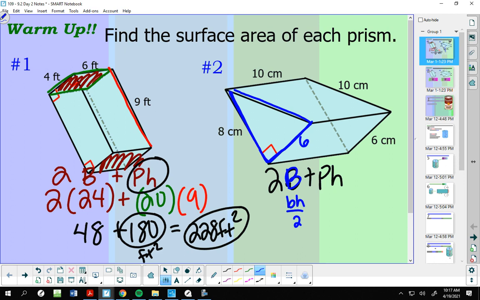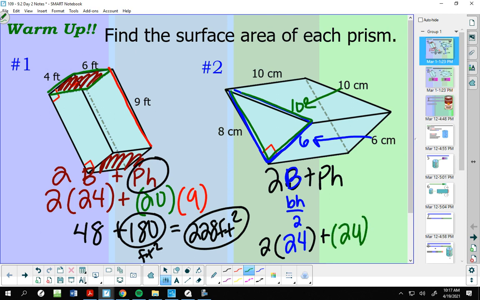In this case, 8 and 6. So 8 times 6 is 48. 48 divided by 2 is an area of 24. So remember, for triangles, you need to divide by 2. And then the perimeter of the base is 8 plus 6 plus 10, and that's 24. And the height of the prism is the distance between the two bases, which is 10.